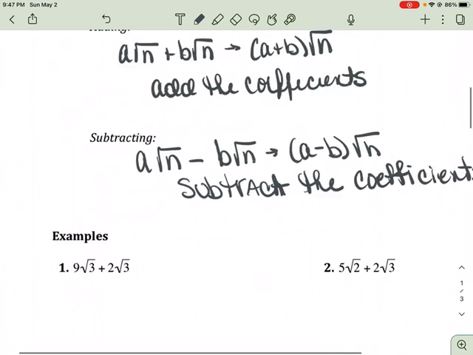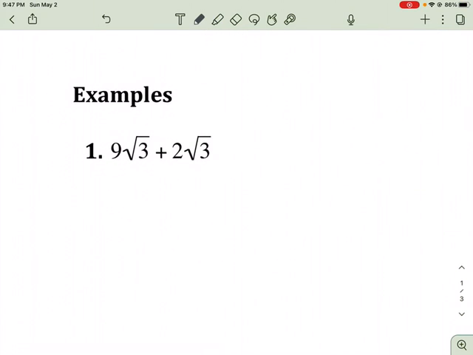All right, so let's try a couple. We want to check, can we add these? Are the indexes both square roots? Are they both cube roots? Are they both fourth roots? And are the numbers underneath the same? If the answer is yes, then you're going to want to check, can we add the coefficients? So we have the same numbers underneath, same square roots, so we can keep going. Since this is an addition problem, we're going to add the 9 and the 2, and we're going to get 11 square roots of 3.